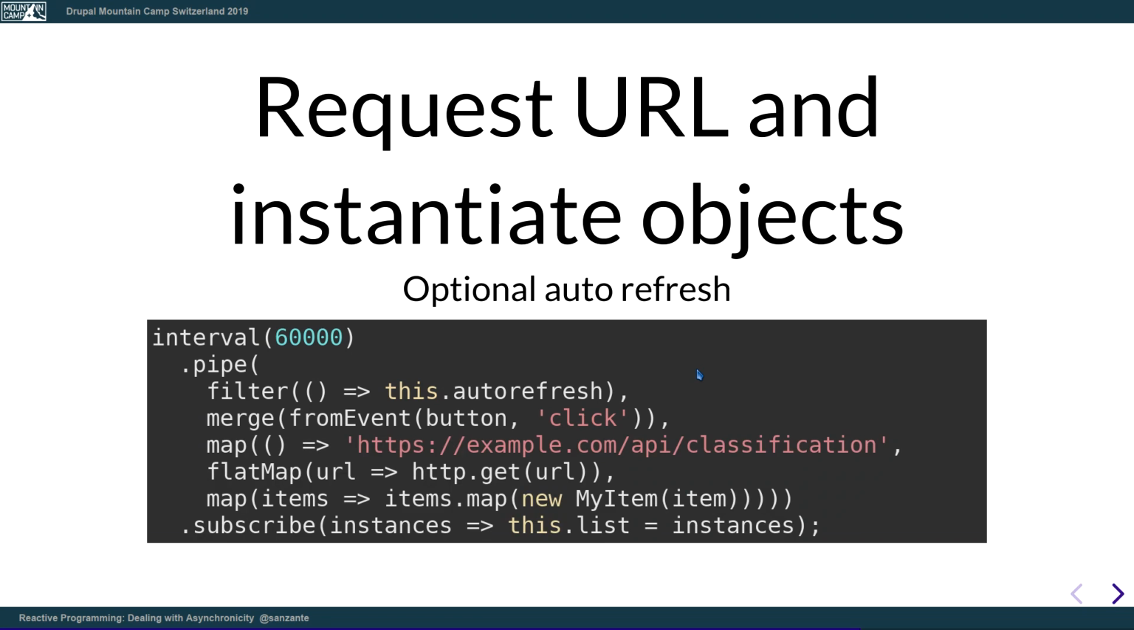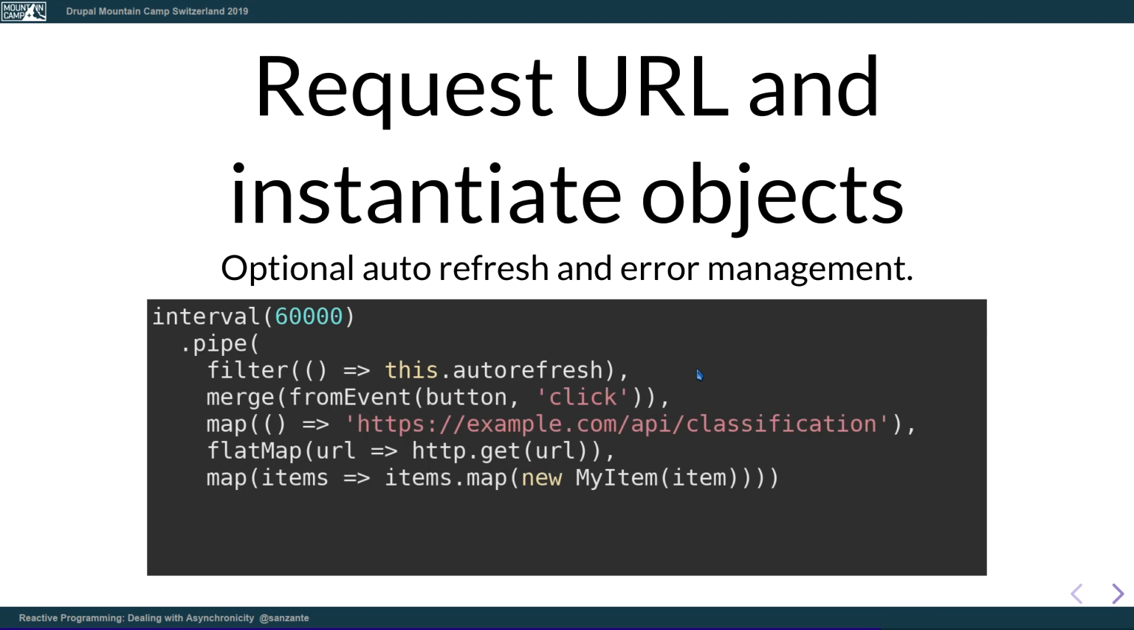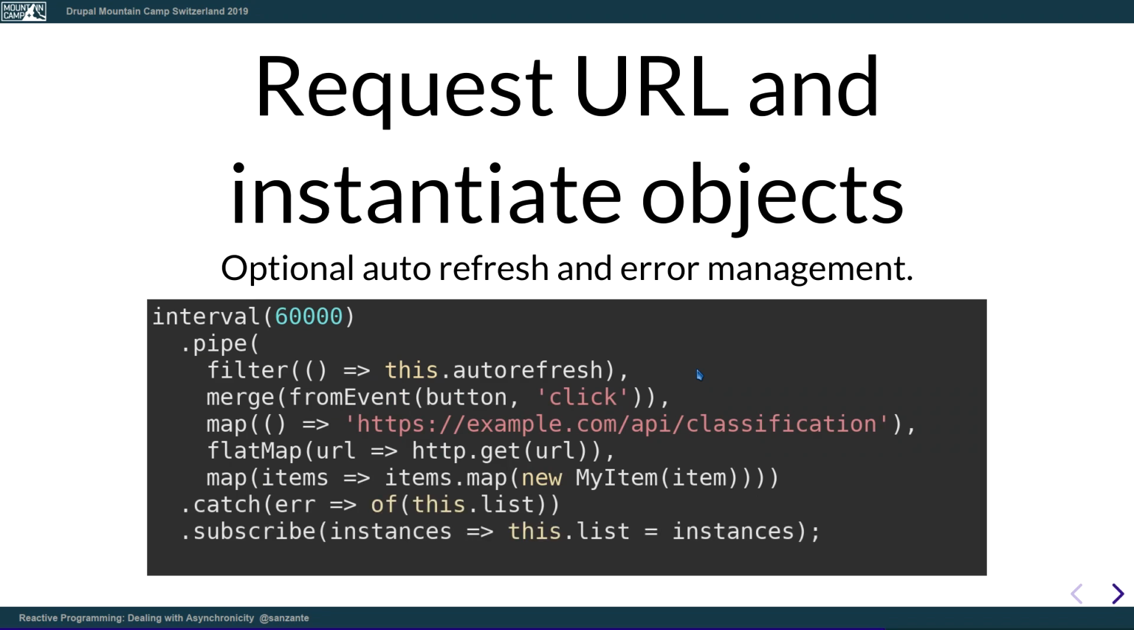But let's say that we want to have the auto refresh optional. Well, no problem. First of all, we start with the interval observable. It's going to emit a value every 60 seconds. Then we create a pipe. Then we filter this observable using a variable called auto refresh. So when auto refresh is false, no values pass this point. If it's true, the values are going to pass. Then we merge with the observable from the user click and just the usual code.